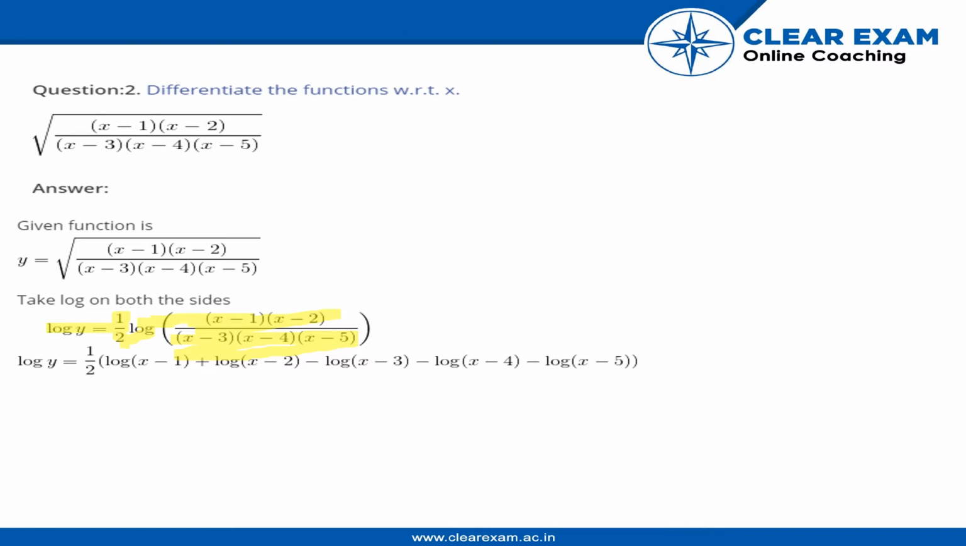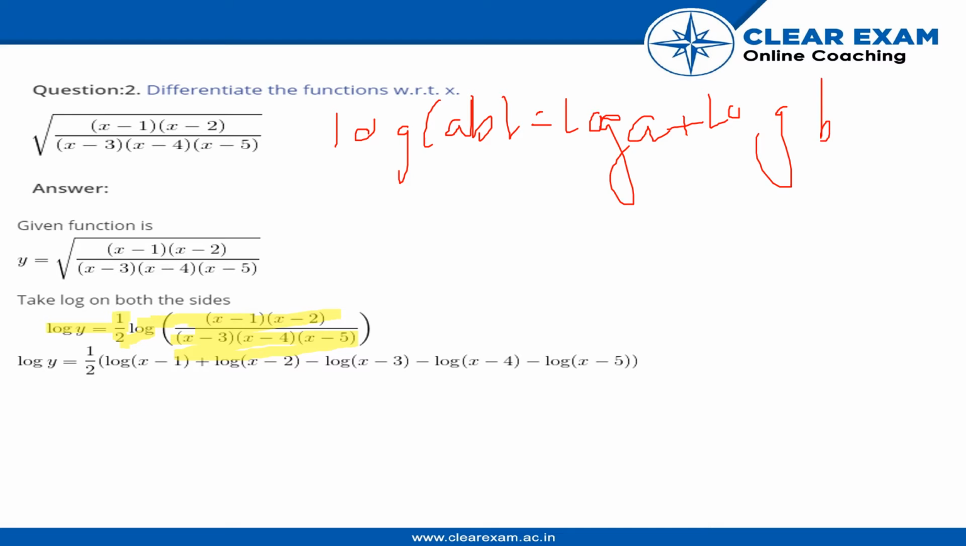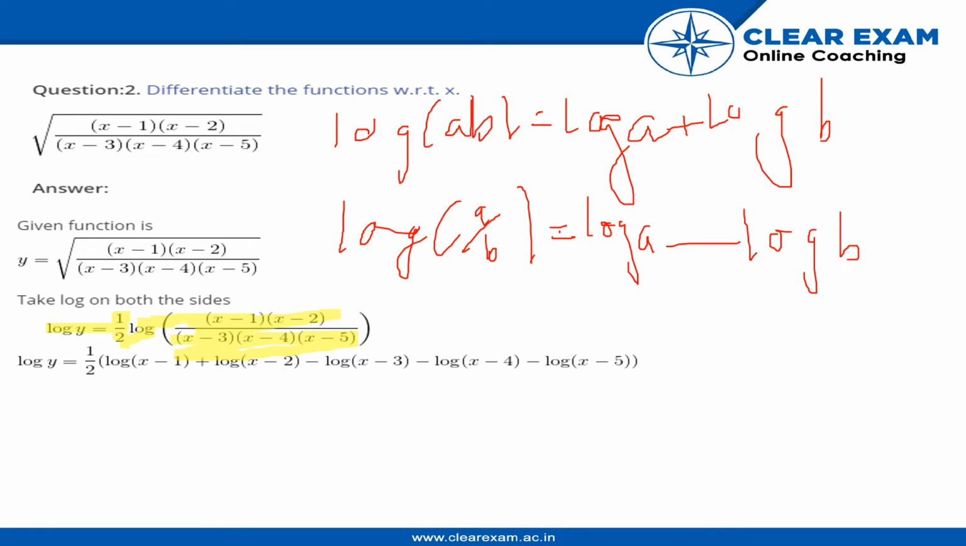While opening the logarithm, keep these identities in mind. Log AB is equal to log A plus log B. Log A by B is equal to log A minus log B, and log A to the power n is equal to n log A.